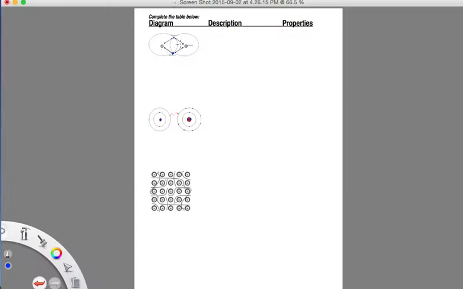But the nuclei of these two atoms repel each other. So there's this balance between the attraction and the repulsion right here. So with the electrons here, the electrons are shared. Electrons, that's my little abbreviation for electrons. Electrons are shared between these two atoms.